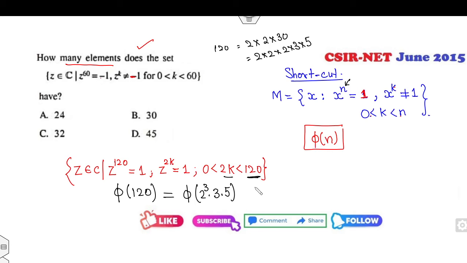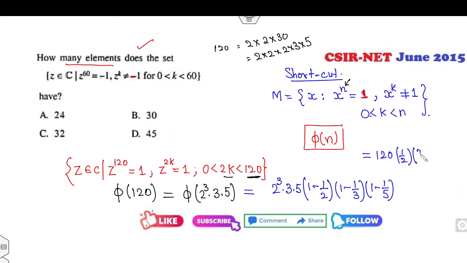So how can you compute the phi? That's 2 raised to power 3, 3 into 5, into 1 minus 1 over the first prime number, 1 minus 1 over the second prime number, 1 minus 1 over the third prime. So what is the answer? If you multiply them, it will be 120 into a half, into 2 over 3, into 4 over 5. So 6, 20, 4. So 4 eights are 32. C is the right answer of this problem.